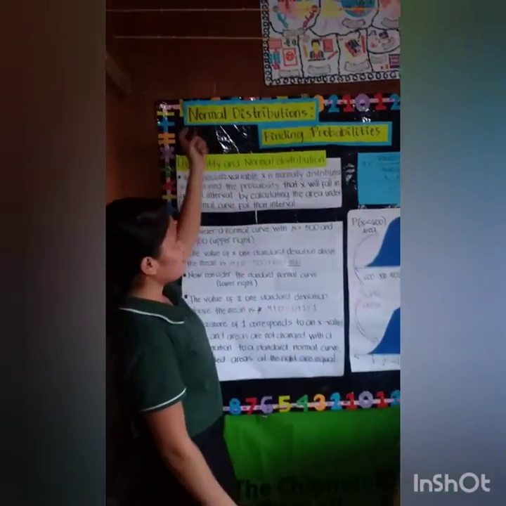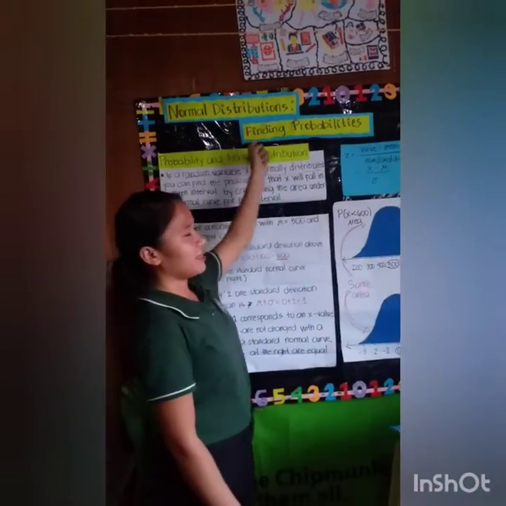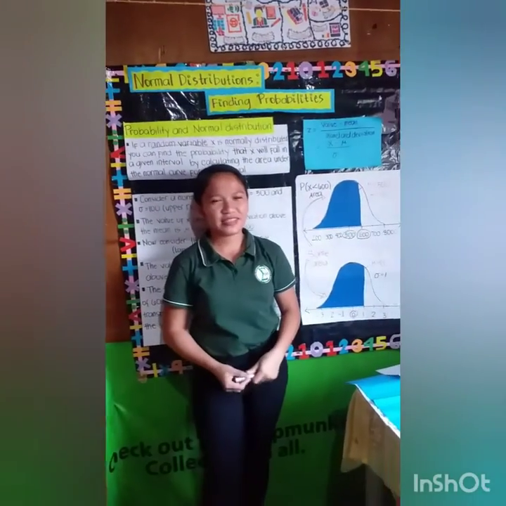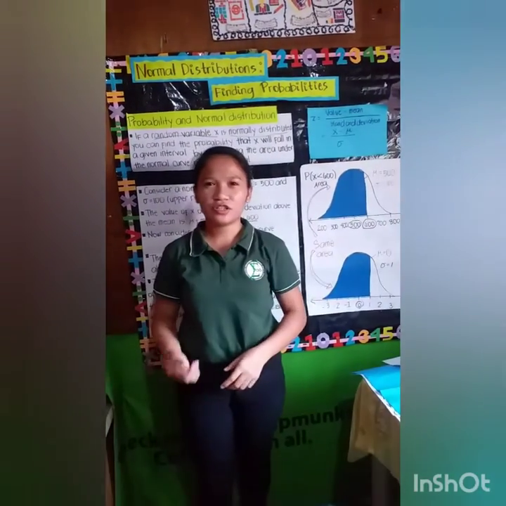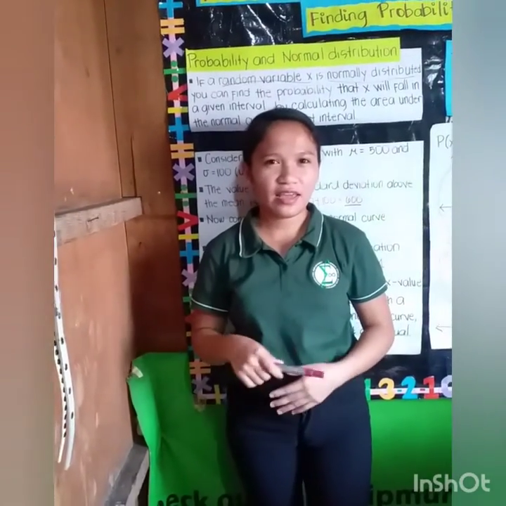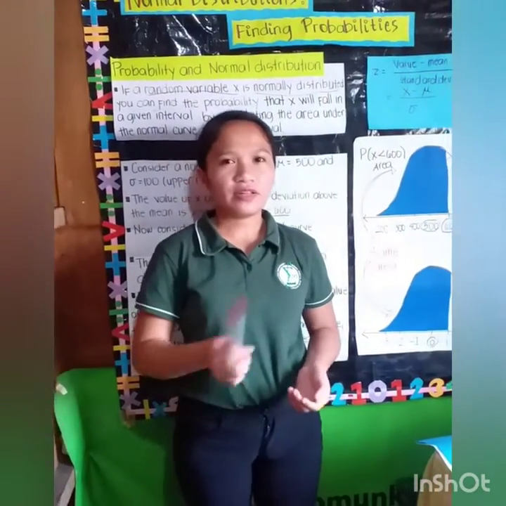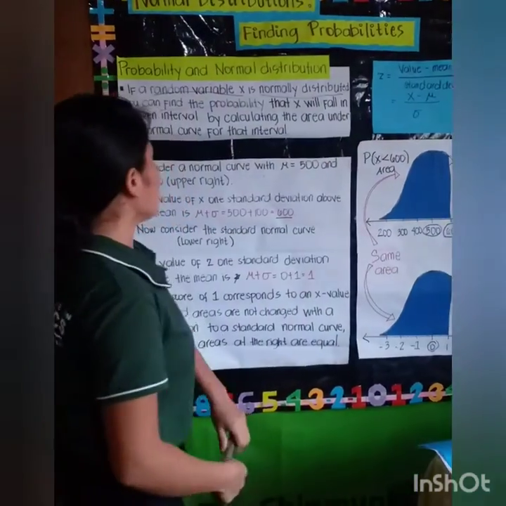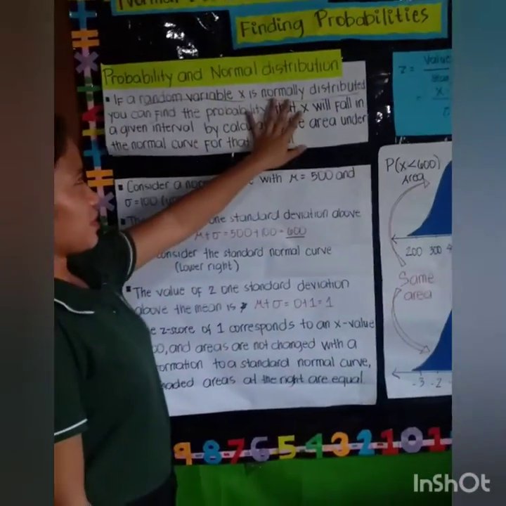It's all about the normal distributions, finding probabilities. Yesterday, or last meeting, we discussed the introduction to normal distributions and the standard normal distributions. In this topic, we can learn how to find the areas for normally distributed variables using a table. So, probability and normal distribution.